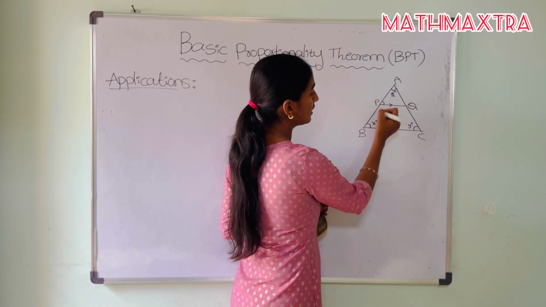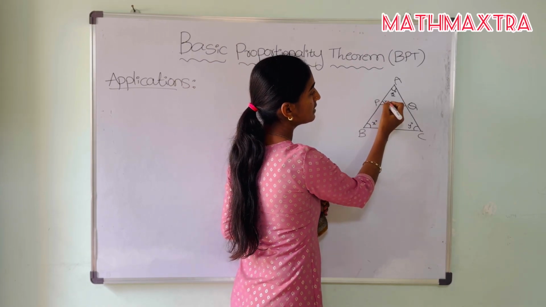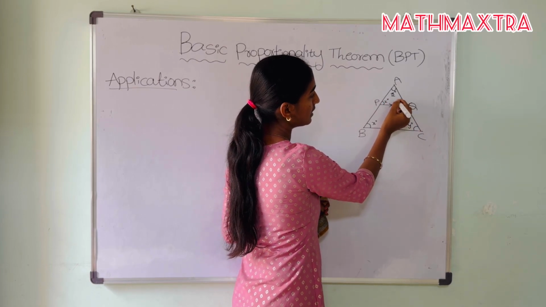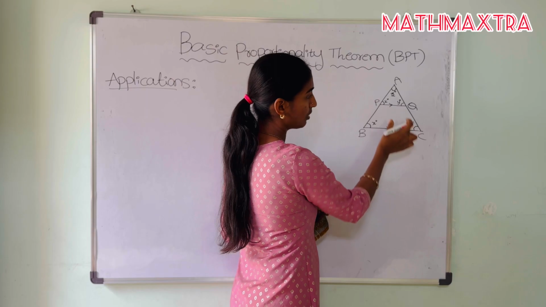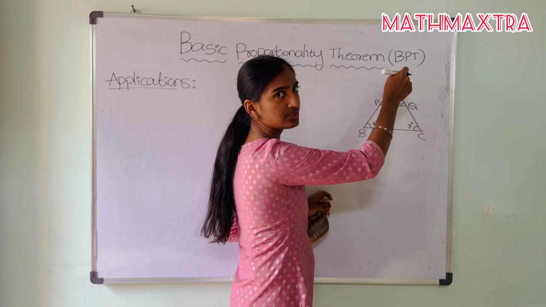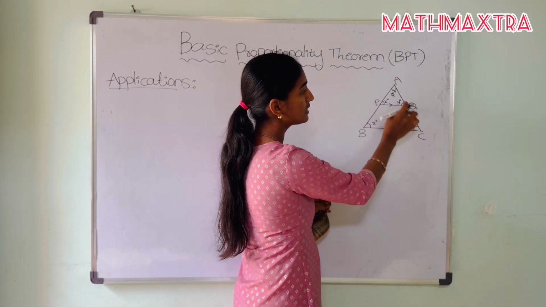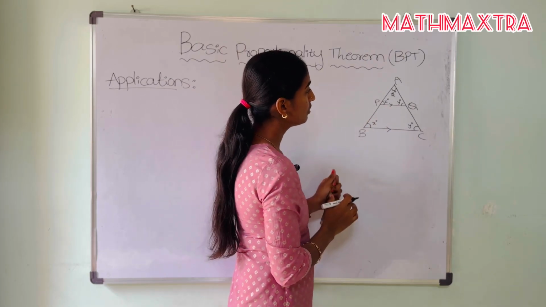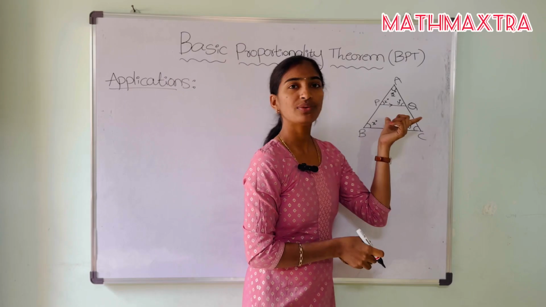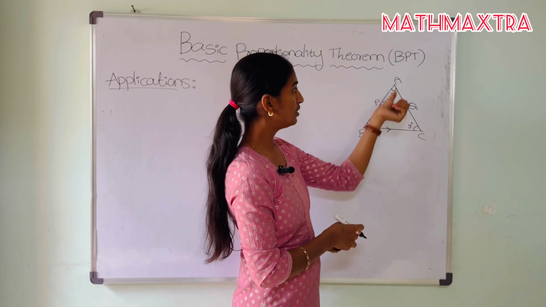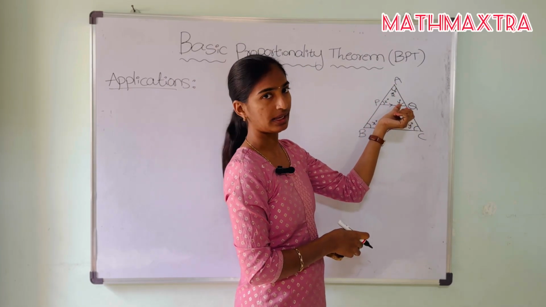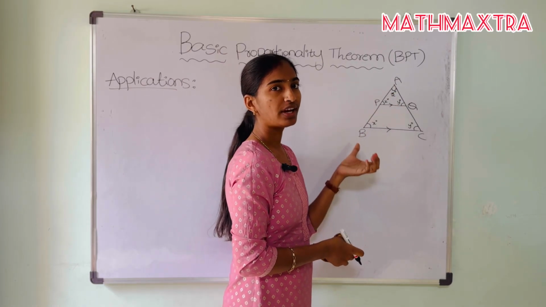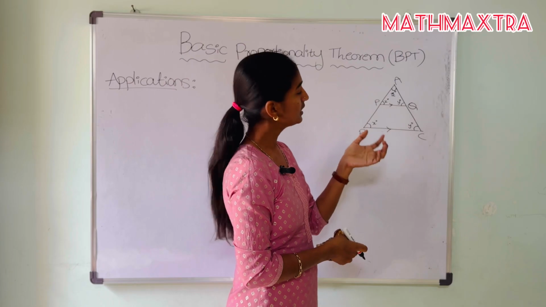So if this is x degrees, this will also be x degrees. If this is y degrees, this is also y degrees, because these two lines are parallel and this is a transversal, and these are the corresponding angles. That is why these are equal. So from this, what can you identify? You observe triangle APQ as well as triangle ABC. What can you identify from these two triangles?